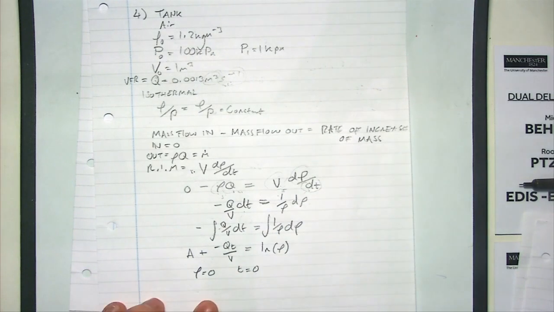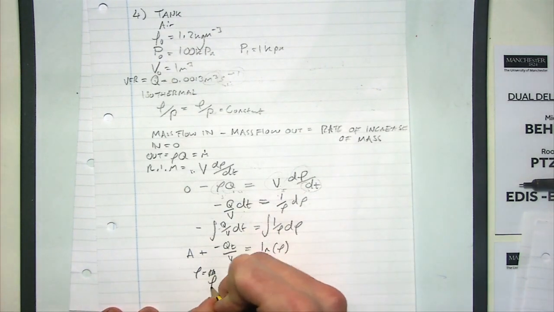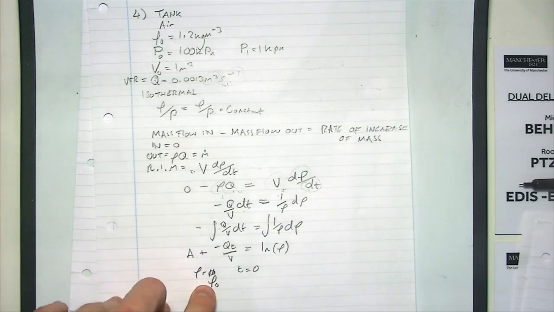Wait, what? Density is equal to 0? No, density is not equal to 0. Ignore that. Density is equal to density 0, the original density, okay? That's why I said 0.